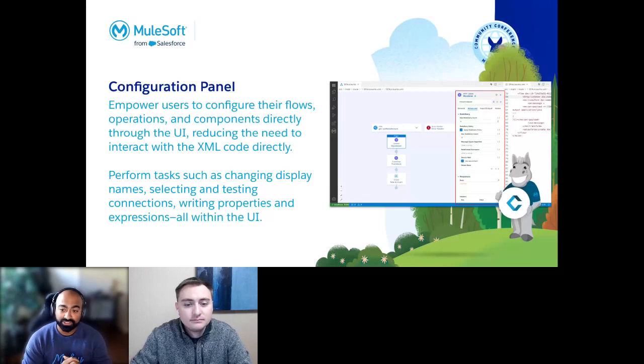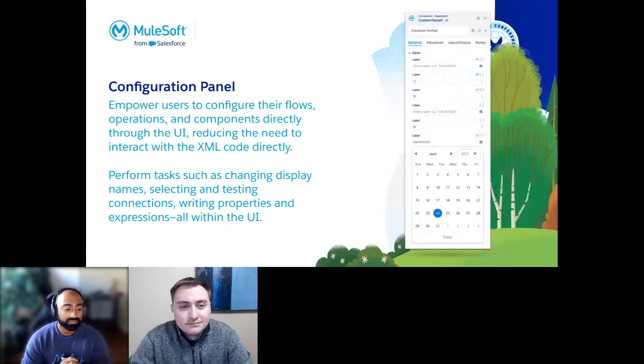So you can do things such as changing display names, selecting and testing connections, writing properties, and again, all of that is available directly through the UI. A little different screen of what that kind of looks like, and we'll see a lot more of this in the upcoming demo. So stay tuned.